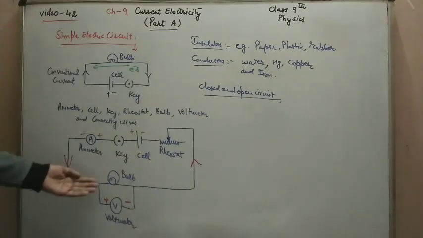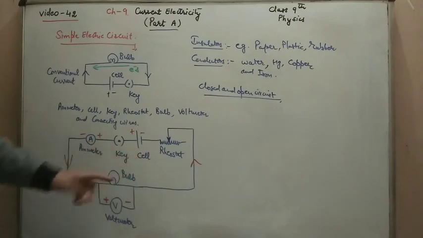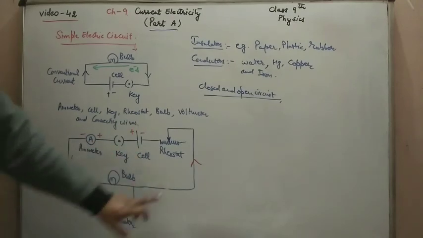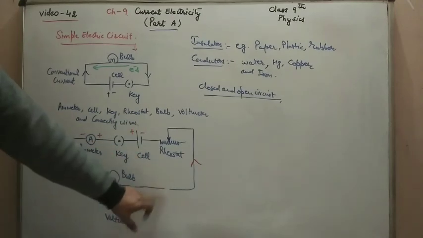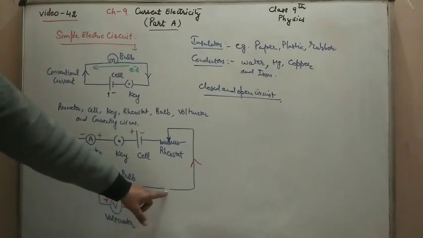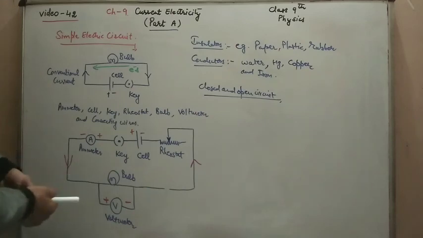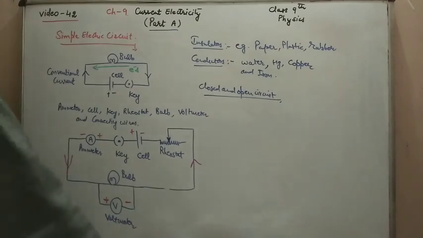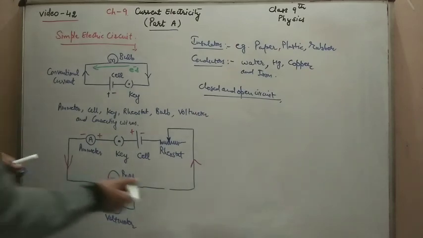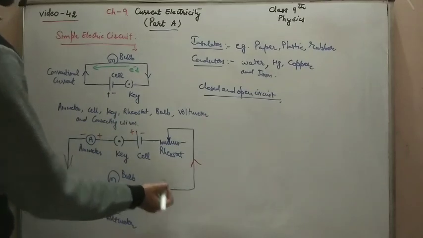But if one of the component is not working, or there is a kind of gap, or the wire is broken, so this is acting as a gap, so it is making the circuit as open one, so current will not flow through that circuit.